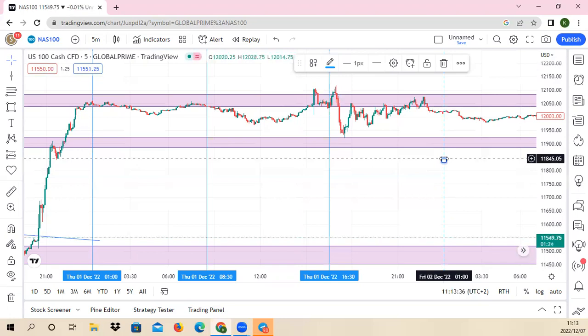You see, the New York session has more confluence, especially when it comes to NAS, since most of the companies that are backing NASDAQ are from the US. Not even most, all of the companies backing NASDAQ are from the USA.